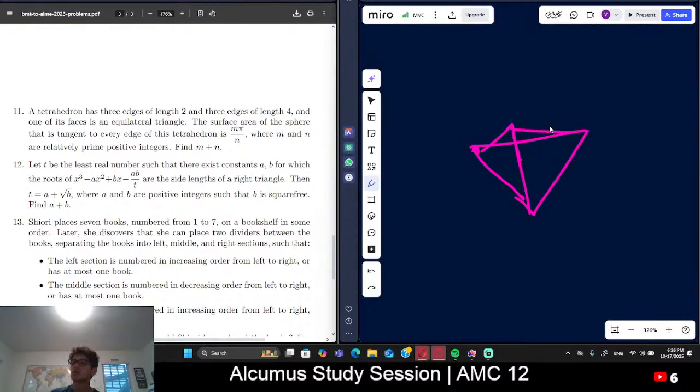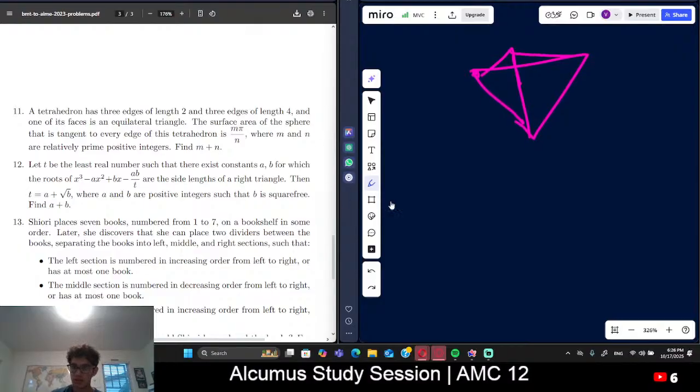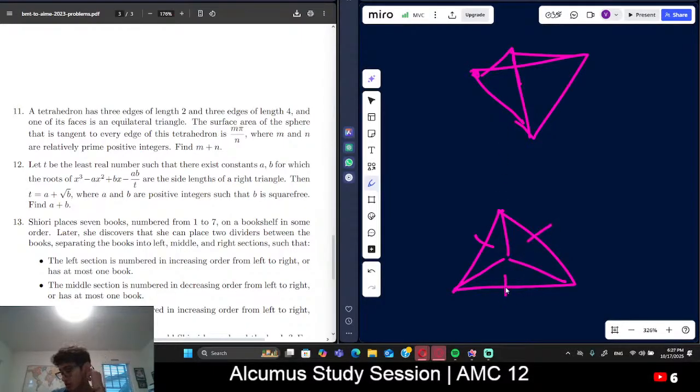Let's think about how we could do this. If you have the four, I think you have to have it so that the smaller side is the two. Because if you have the four like this, let me draw an actual equilateral triangle. If you have a four like this, and then something like this, it's never going to touch these edges here, right? It's never going to touch them. And so I think it's vital.